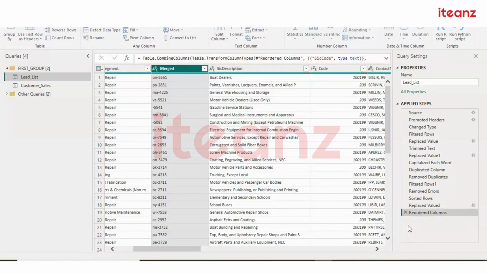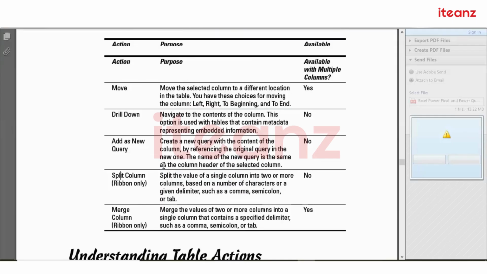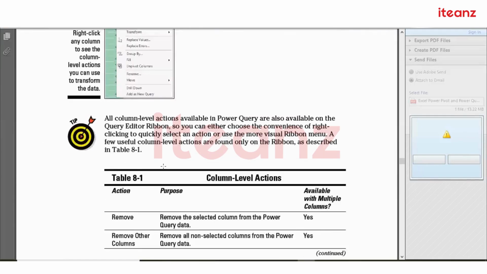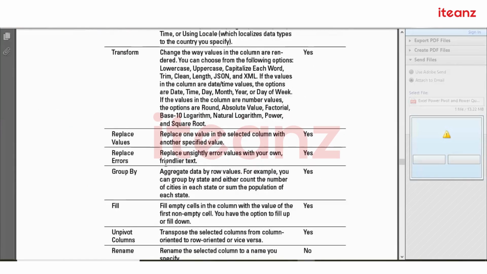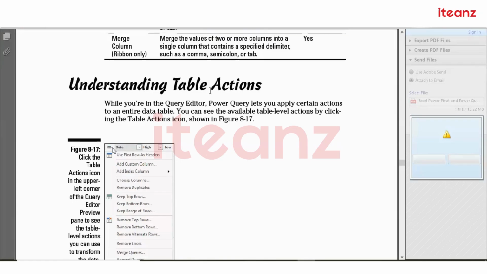I'm removing these steps. These are column level actions. Whatever activity we did was on columns only. Similarly, if you want to do something on a complete table itself, then you have table level actions.